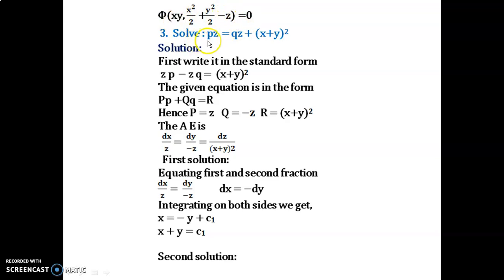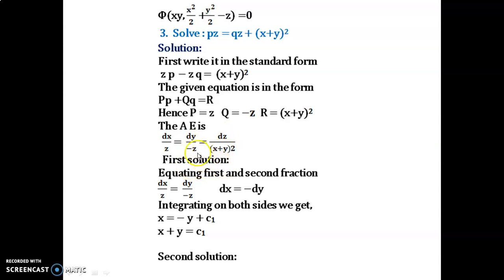Third example: solve z equal to qz plus x plus y bracket square. Solution: we will write it first in standard form Pp plus Qq equal to R. So this q, when it goes to the LHS, becomes minus zq. This R we will keep on the RHS. Comparing, we get capital P, capital Q, and capital R. The auxiliary equation is dx upon capital P, that is z, dy upon capital Q, that is minus z, dz upon capital R, that is x plus y bracket square.